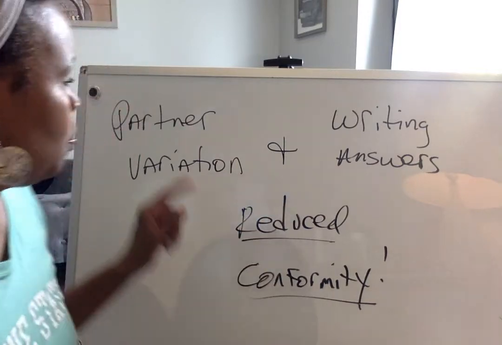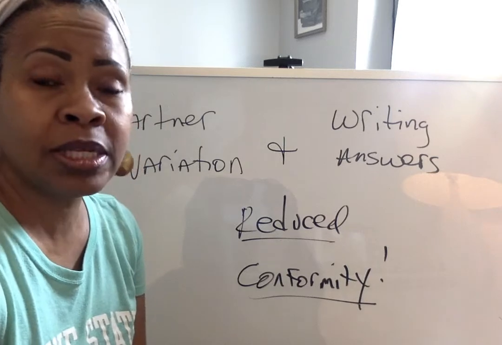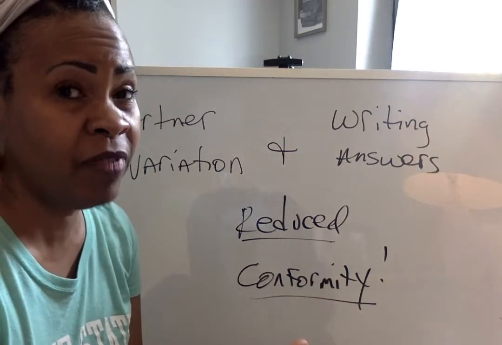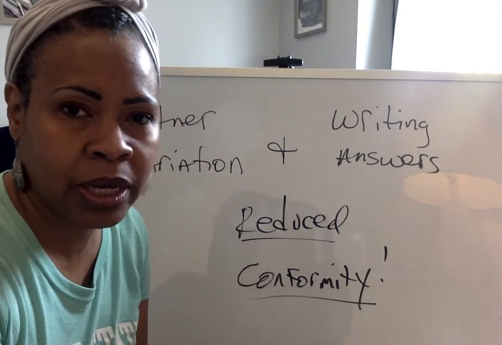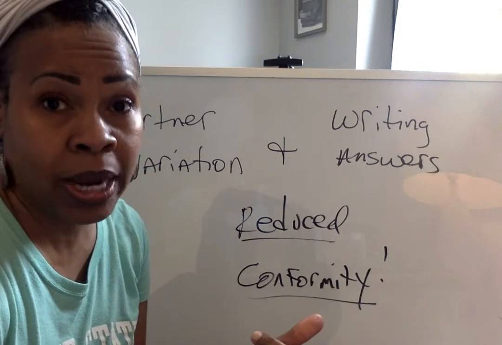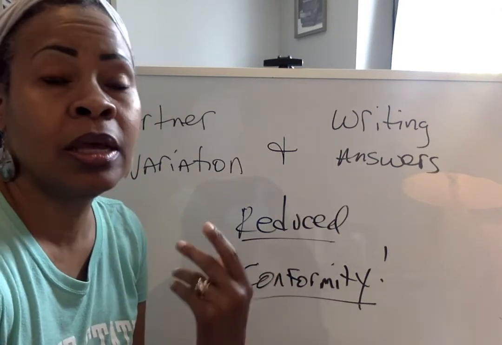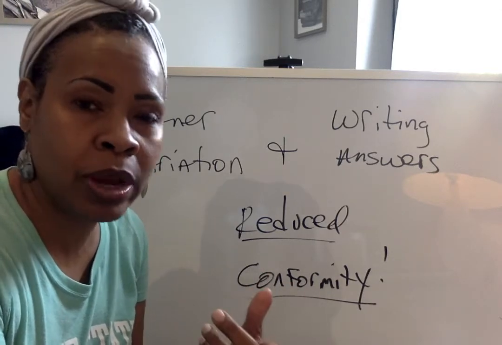So let's look at the first point, the partner variation. You noticed in the video that when Solomon Asch made one of the Confederates a partner of the naive subject, he would say the correct answer. And that emboldened the naive subject to say the right answer each and every time because someone was agreeing with them.